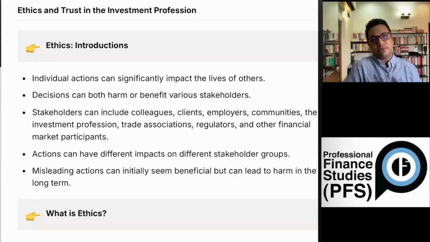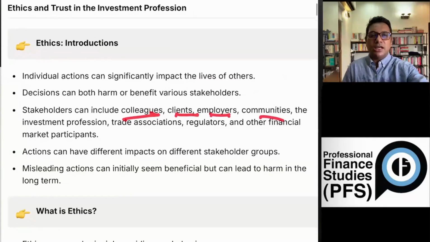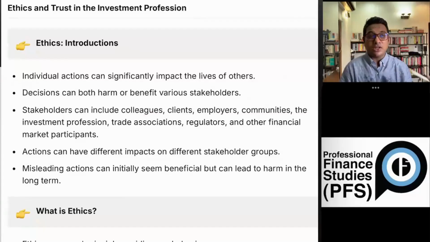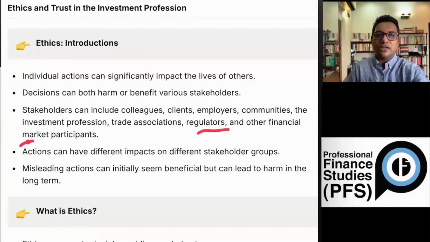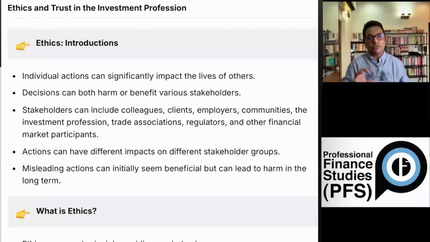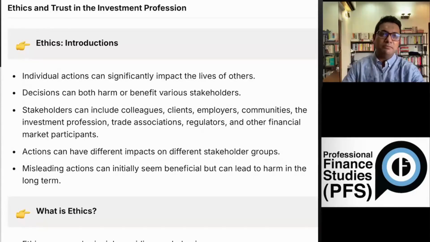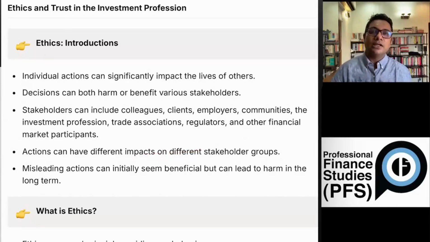So the question comes up, who are the stakeholders? Our stakeholders can include our colleagues, our clients, our employers, our communities, the investment profession, trade associations, regulators, and financial market participants. Whenever we take any action, our actions can have different impacts on different stakeholder groups. Some actions affect some stakeholder groups positively, and some actions affect other stakeholder groups negatively.